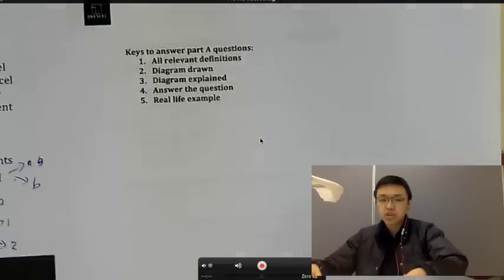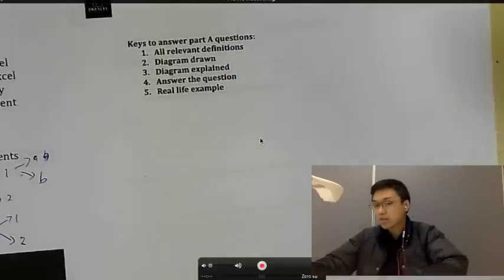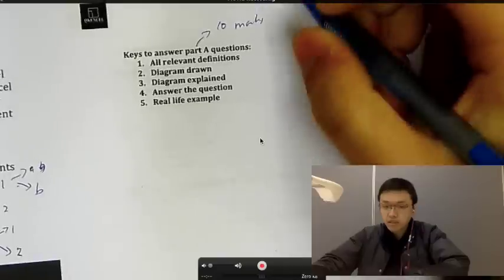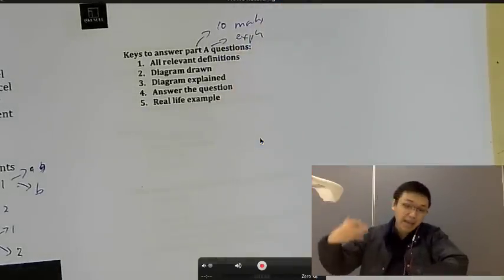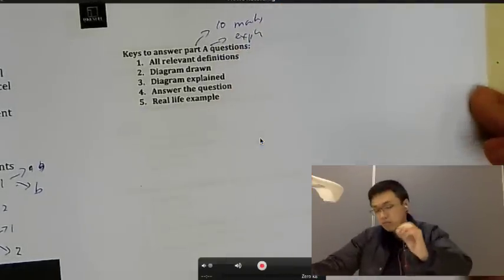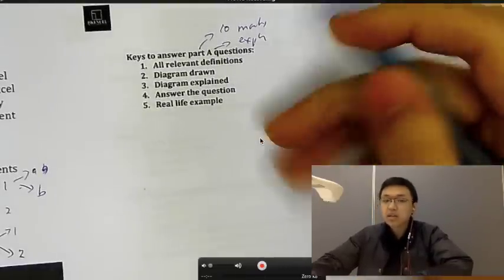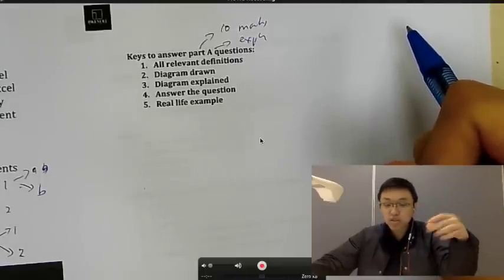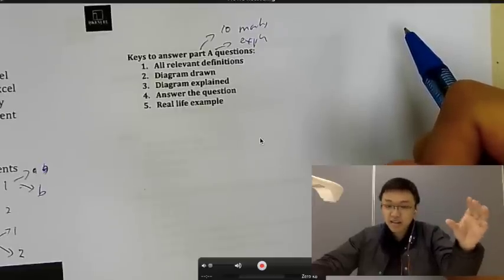Go to this page. The keys to answering part A questions. How do you know it's a part A question? It is 10 marks, and it's always like explain something, analyze something. For these questions, there are 5 things you have to do, in order. If you do all these 5 things properly and you know your concepts, you should get a level 7, at least 8 or 9 out of 10.